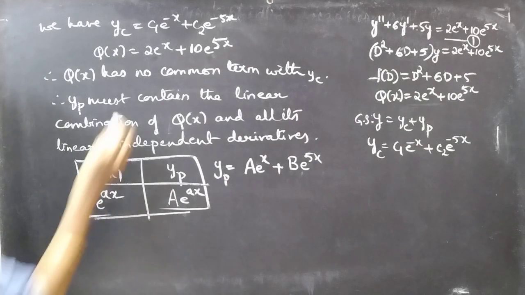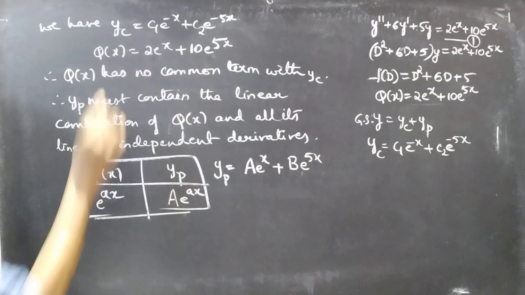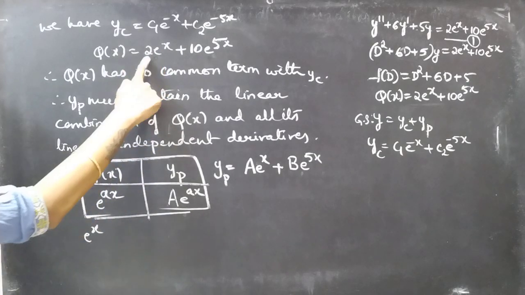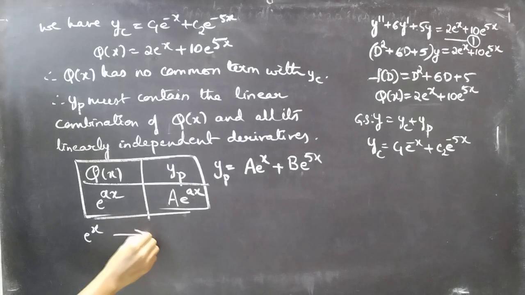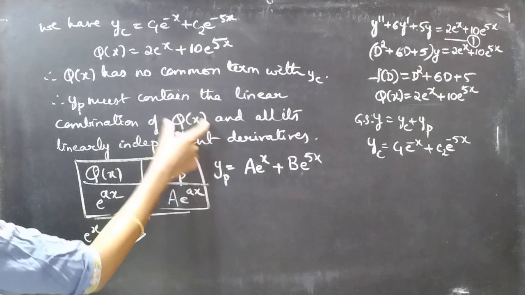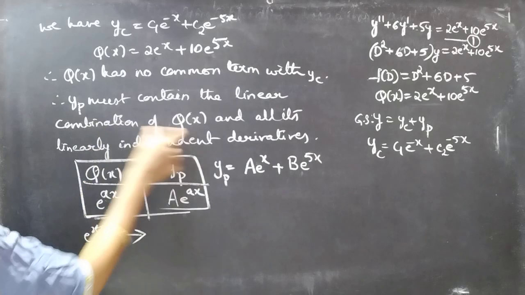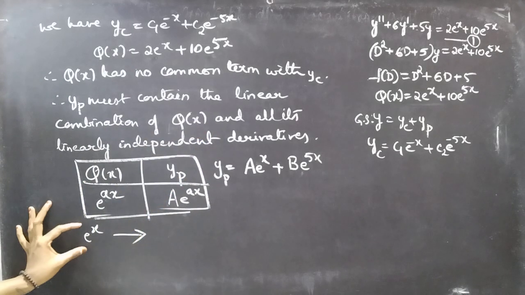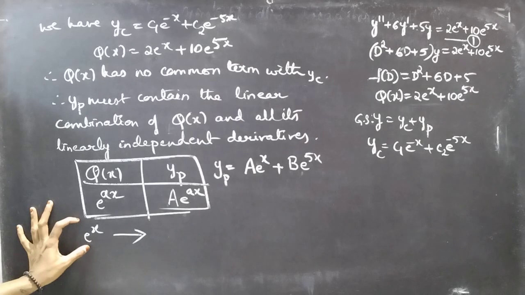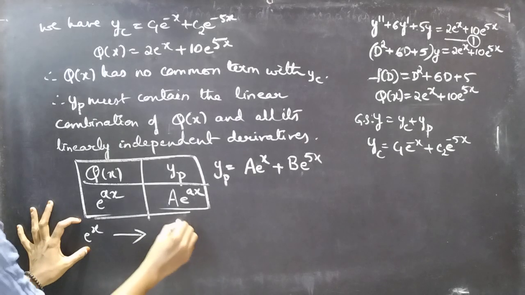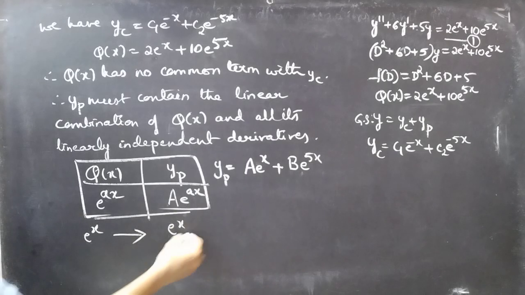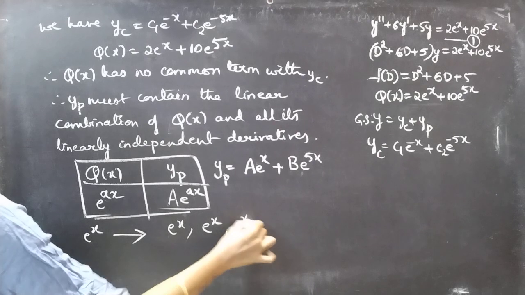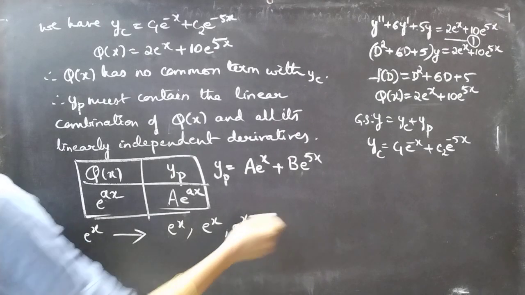Just take one term of q of x. I'll take e power x. I'll just neglect the coefficient of e power x, which is 2. Now see, as I said earlier, yp must contain the linear combination of q of x and all its derivatives. This is a term of q of x, right? So yp should contain e power x and all its derivatives. The derivative of e power x is e power x. Again, the derivative of e power x is e power x. You'll just get e power x.